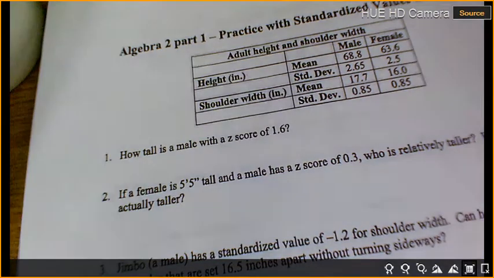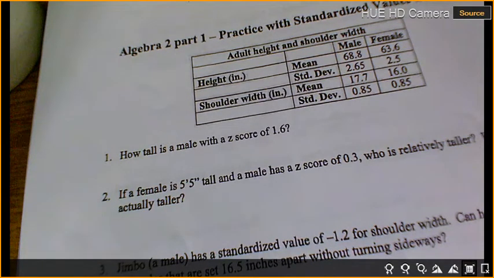I've got that the mean height for males is 68.6. The mean height for women is 63.6. The standard deviation for males is 2.65. The standard deviation for females is 2.5. The shoulder width mean for males is 17.7. The shoulder width mean for females is 16. The standard deviation for both is 0.85. So it's going to ask me questions about all of these.